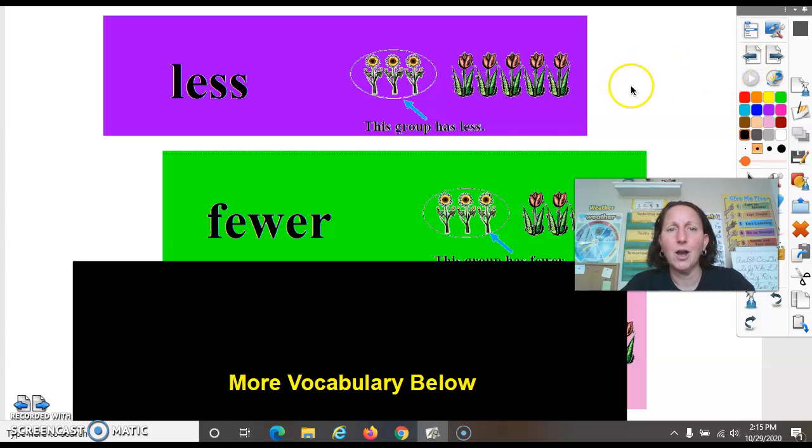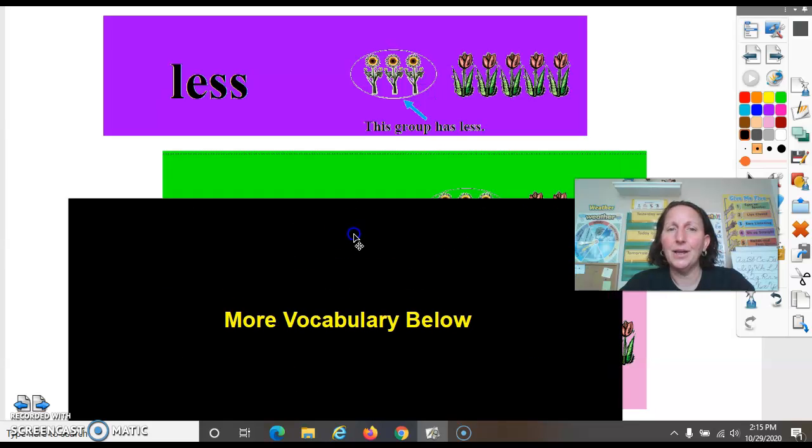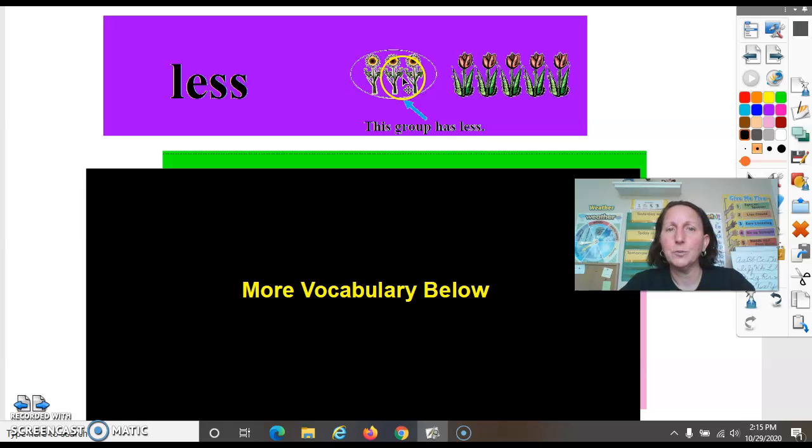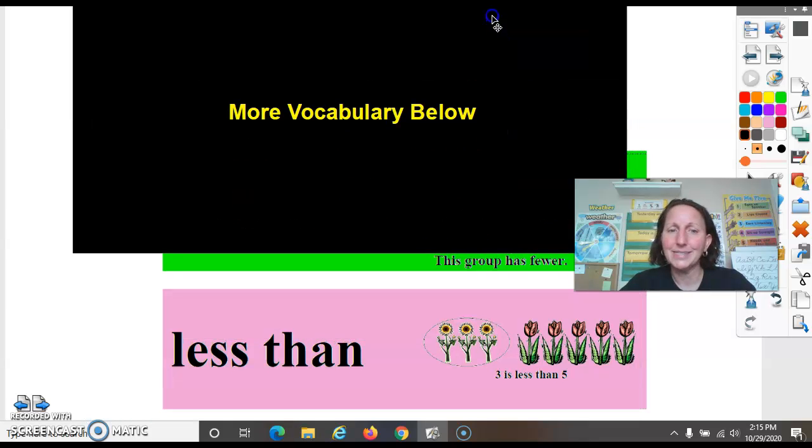So today we're going to talk about the words less, fewer, and less than. So when we're looking at this picture, we see 3 flowers and we see 5 flowers. So we always say this group has less than this group because 3 is a smaller number than 5. So we can also use the word fewer. Fewer. Can you guys say that? Great. So you could say this group has fewer flowers than this group. And another way you could say it is to use the words less than. So you would say 3 is less than 5.